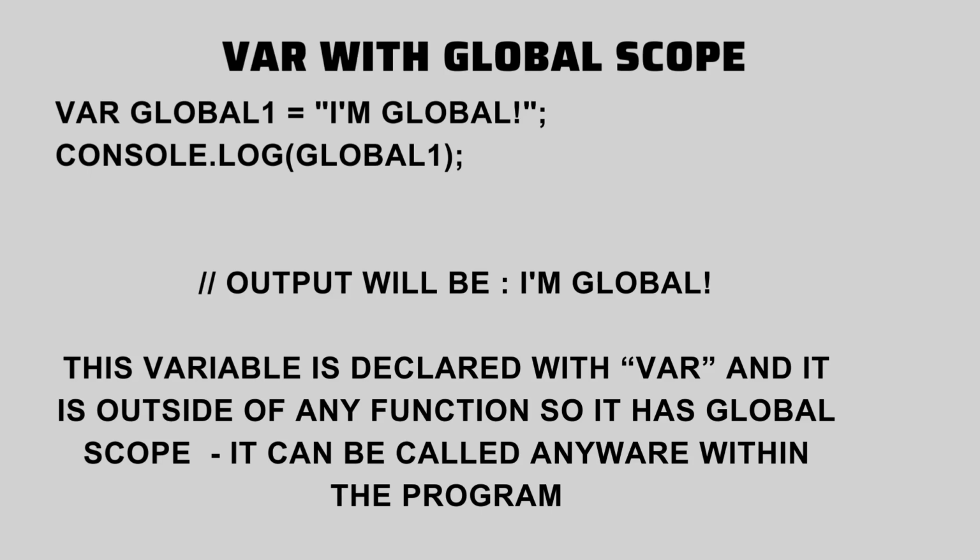Variable with global scope. This variable is declared with var and it is outside of any function, so it has a global scope. It can be called anywhere within the program. It is not within a function.